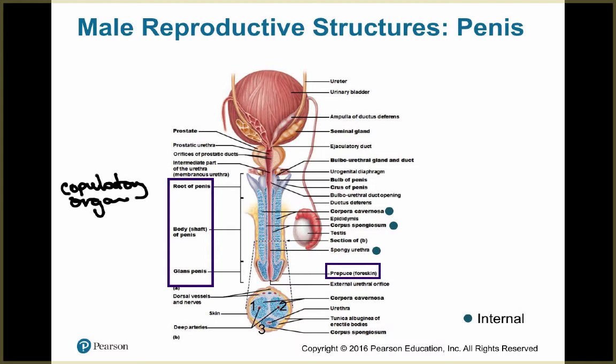Now, the penis consists of the root and the shaft and ends in what's known as the glans penis. Now, the prepuce is also known as the foreskin, right? And this is a cuff of loose skin. So this covering here is what gets removed during a circumcision.